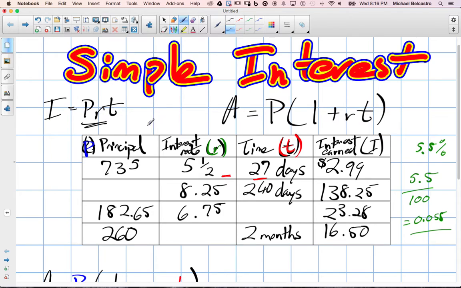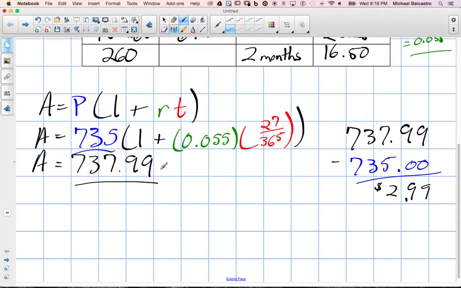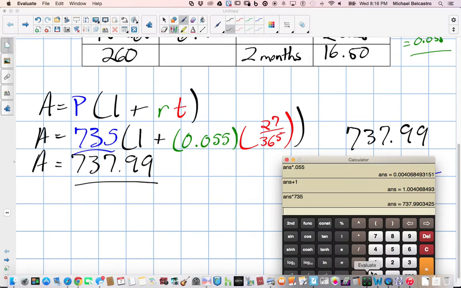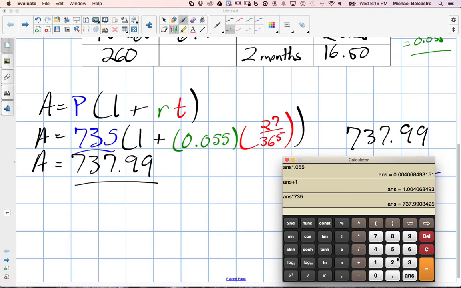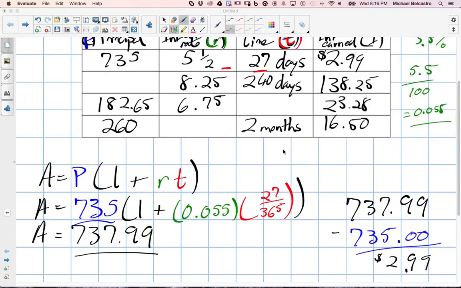Plug 3 numbers in, principal times rate times time. So that would have been this number times this number times this number, and we would have found our interest. And I'll quickly show you how that would have been faster. It would have been 27 divided by 365, so we get that decimal, times 0.055 times 735, and your interest earned is $2.99. So that's where that would be better, but I want to get used to this, okay?